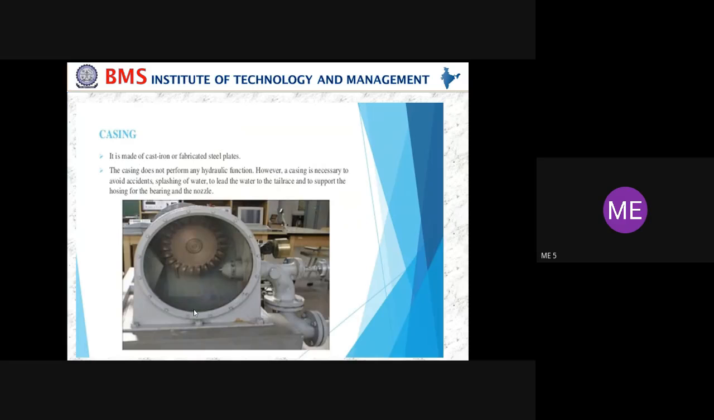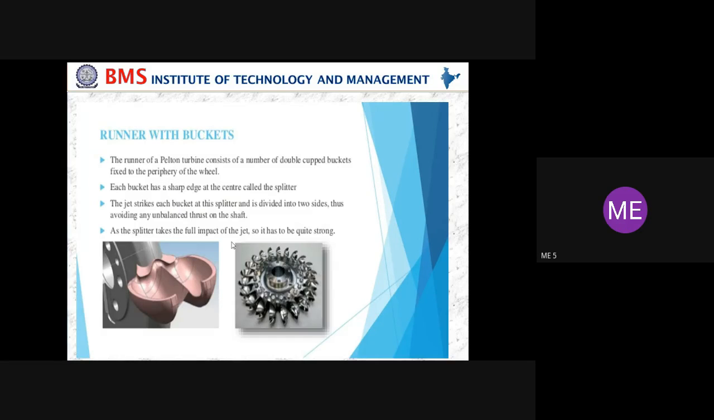Okay, so the construction consists of a runner or rotor. On the periphery of the runner, we have the cup-shaped buckets. You see the shape of the bucket. This is the blade shape in the case of Pelton wheel. But we do not have such a shape in reaction turbines, that is, in the case of Francis turbine and Kaplan turbine.